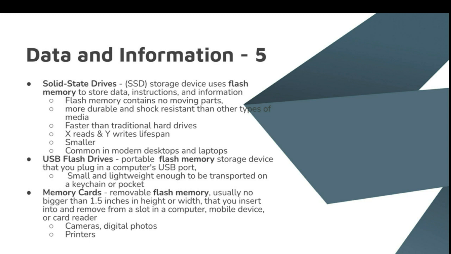So, moving on, USB flash drives are portable flash memory storage devices that you plug into the USB port. They're small and they are transportable. The other type of flash memory drives are memory cards. They are also removable, also lightweight, generally 1.5 inches, and you insert them into the slot in your computer or mobile device. These are generally used in cameras and printers.